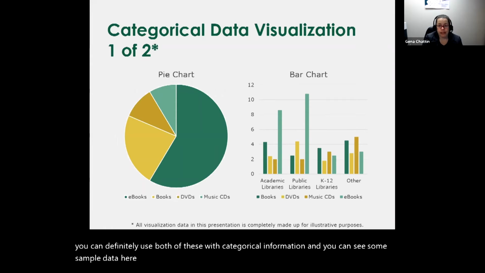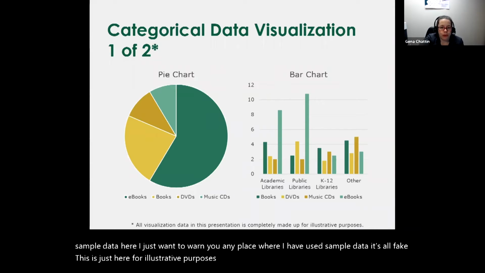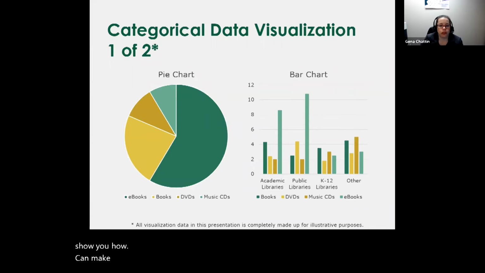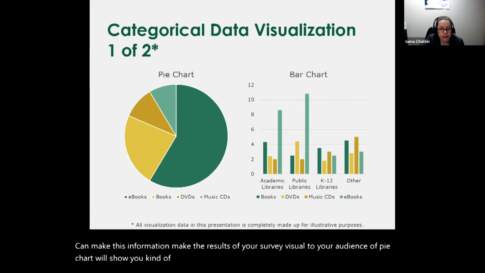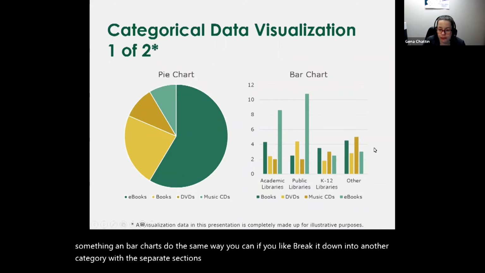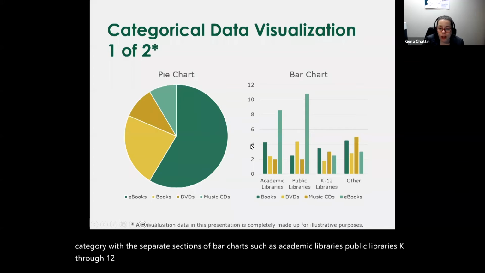I just want to warn you, any place where I have used sample data, it's all fake. This is just here for illustrative purposes. I wanted to just give you an example to show you how you can make the results of your survey visual to your audience. A pie chart will show you the quantity or the percentage, the count or the percentage of something, and bar charts do the same. You can, if you like, break it down into another category with the separate sections of bar charts, such as academic libraries, public libraries, K through 12, and other. And each color of bar indicates a different category of material.